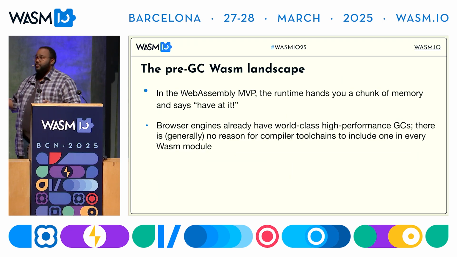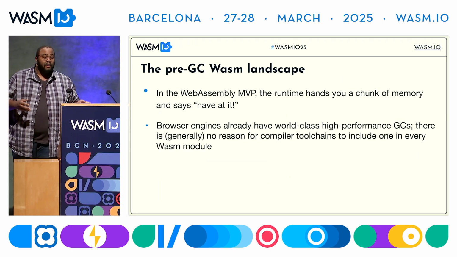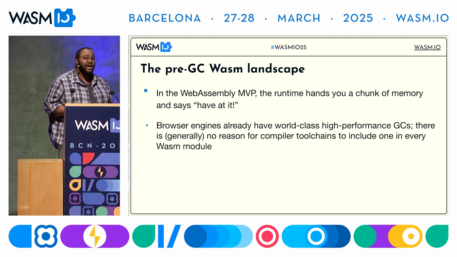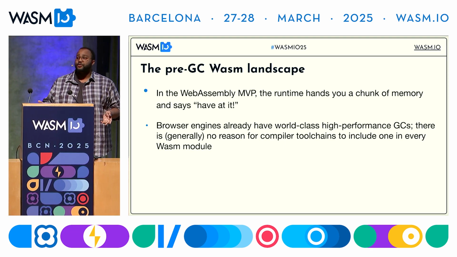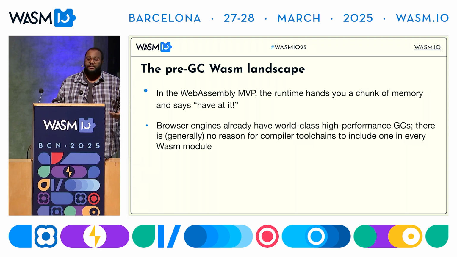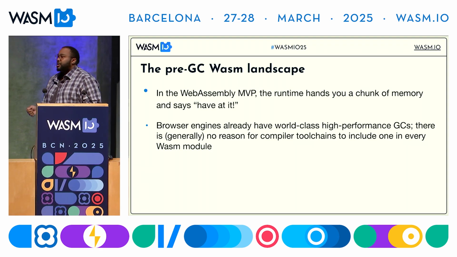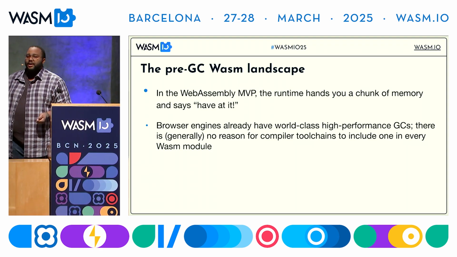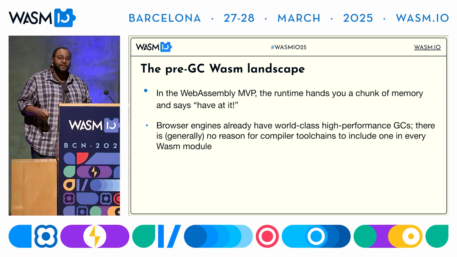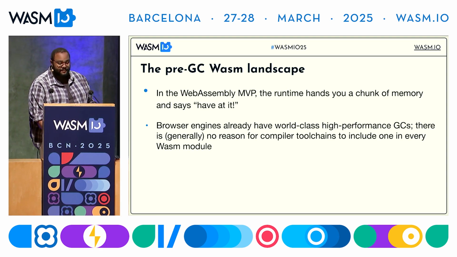Because in the Wasm MVP with linear memory, the runtime just hands you a chunk of memory and says, hey, have at it. Manage it however you best see fit. And if I need a garbage collector, then I guess I've got to ship one. But browsers have these world-class garbage collectors, and so it would be amazing if there was an opportunity for WebAssembly code to be able to tap into that.